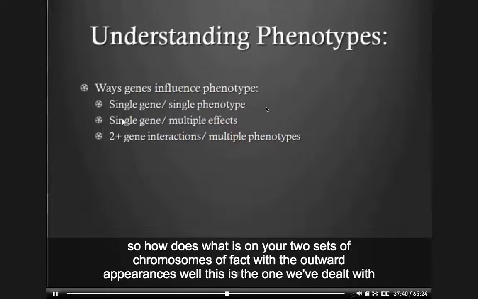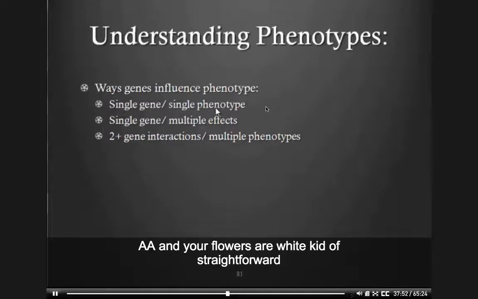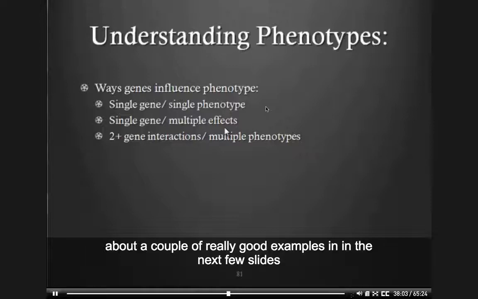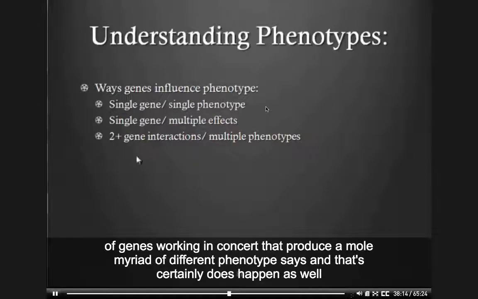Well, the one that we've dealt with so far is this top one, where a single gene ends up producing a single phenotype. That is, you have a big A and your flowers are purple. You have a little a and your flowers are white. That's straightforward. But there's also the case where a single gene can produce multiple effects, and we're going to talk about a couple of really good examples in the next few slides. Then there's also the case where multiple genes interact with each other, so we're not just talking about one gene, but a couple of genes working in concert that produce a whole myriad of different phenotypes. And that certainly does happen as well.